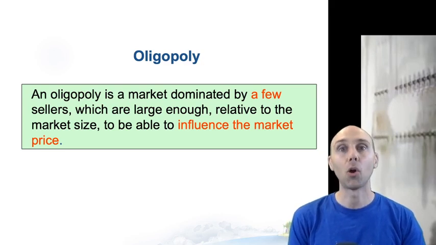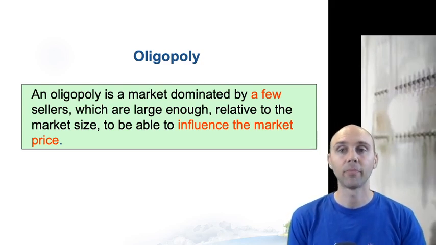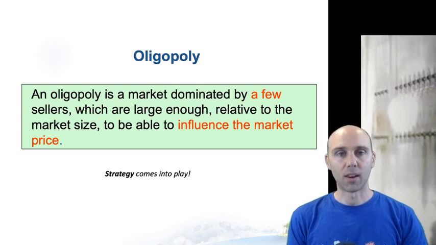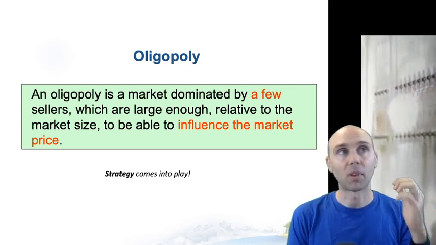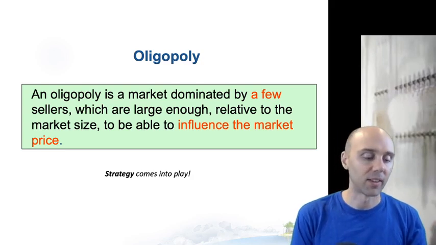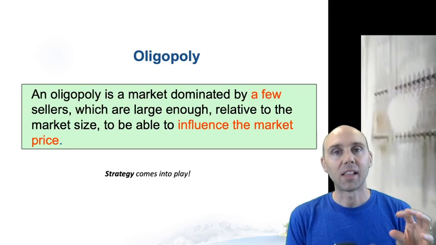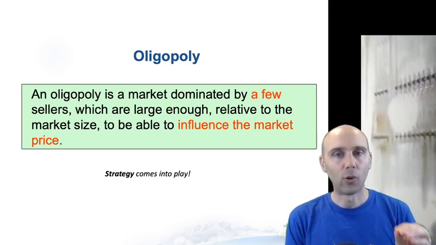And when there are only a few key players whose best actions or best business strategies depend on what the others are doing, then strategy really comes into play. And here I mean economic strategy. So people talk about business strategy all the time in terms of marketing and pricing and things like this. But what we've looked at so far has not captured strategy in its formal sense.